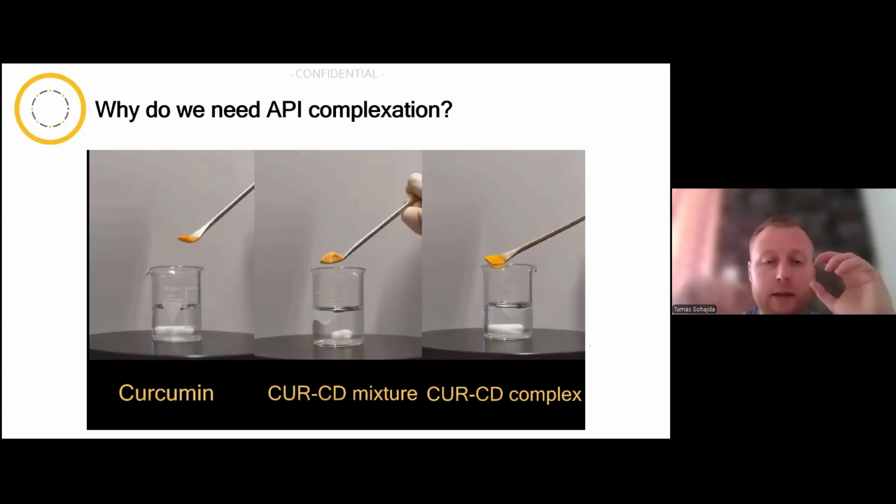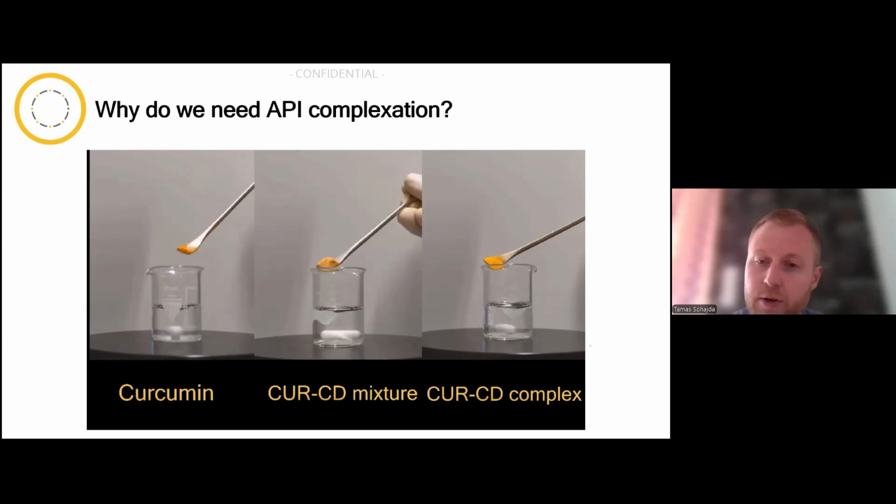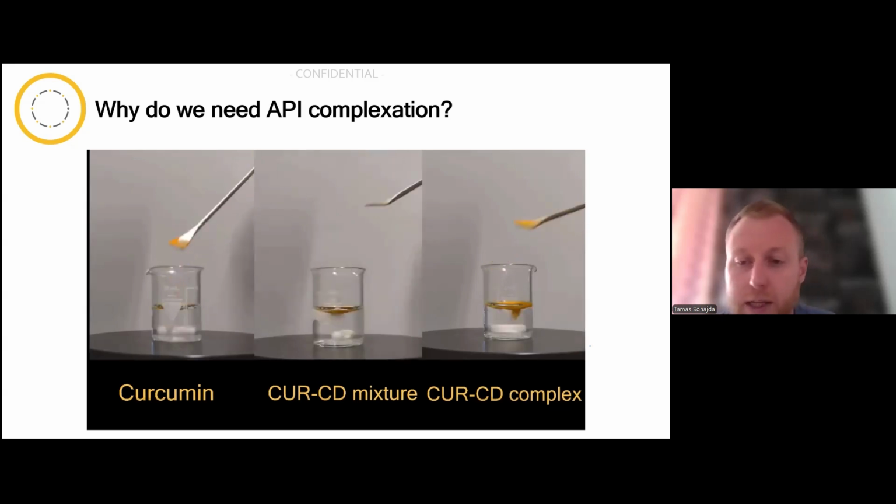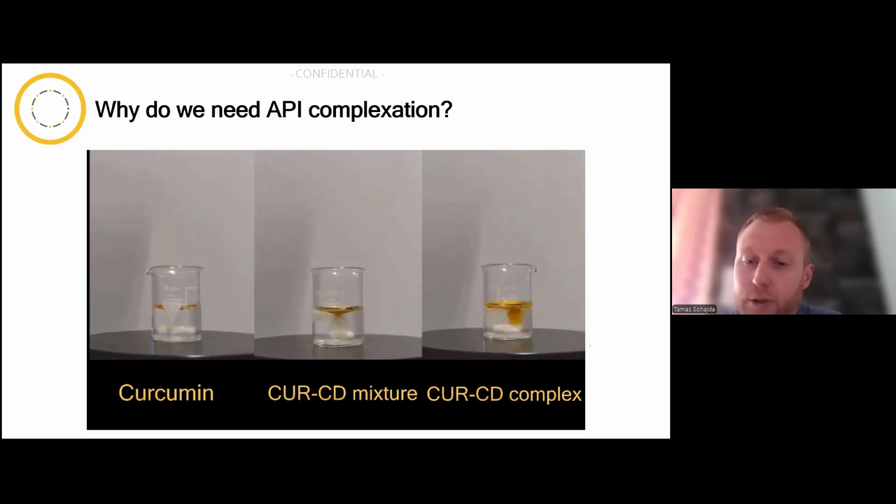The second one, we take the active ingredient, we take the cyclodextrin, do not form a complex, just mix them together physically, like homogenizing, and then put that into solution. And the third one is when we actually made the complex before adding it to the water.